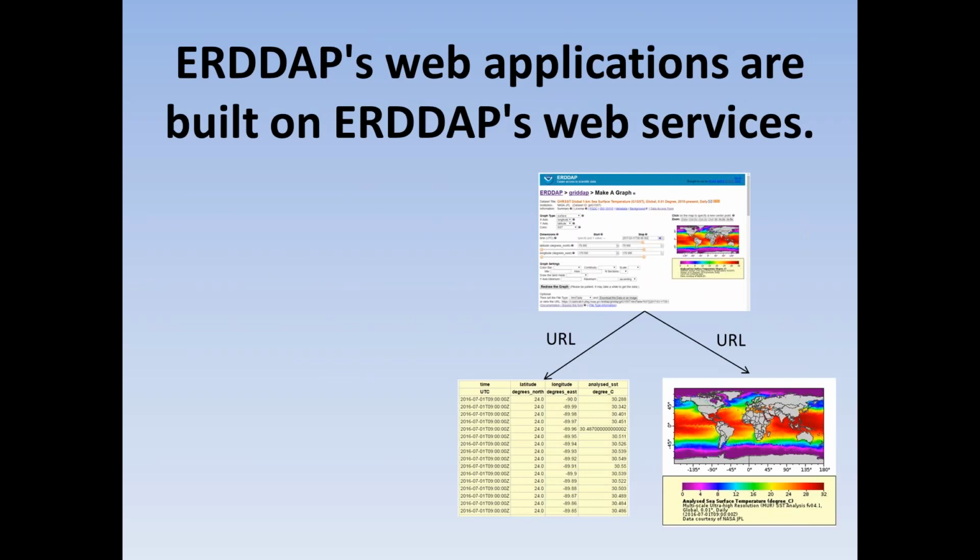Web applications, a web page with a form, are great for humans with a browser, but they aren't suitable for big tasks. Imagine making 1,000 requests by hand. With RESTful web services, a single request URL using a standard protocol like OPeNDAP specifies an entire request. So it's easy to automate thousands of similar requests with computer programs and scripts. So it's easy to build web applications on top of web services. So that's what ERDDAP does.